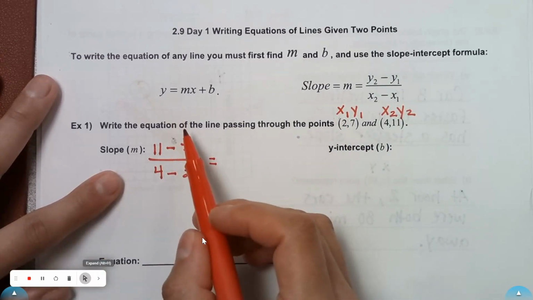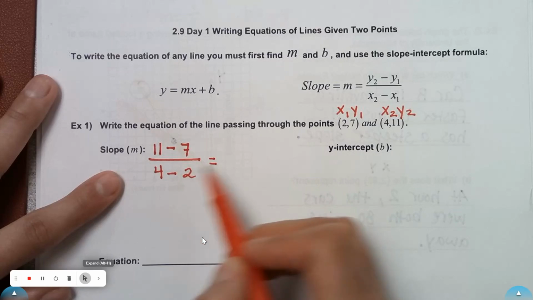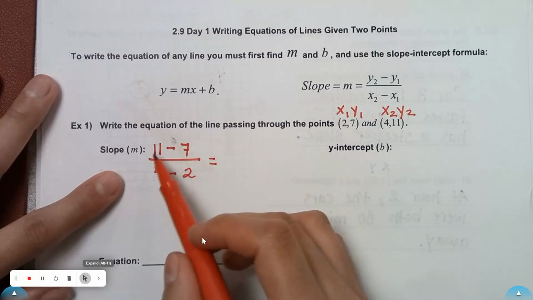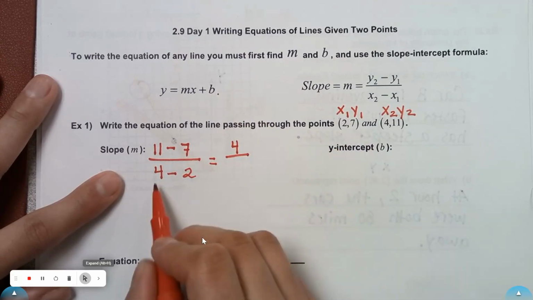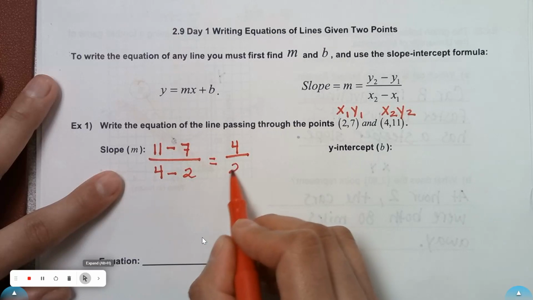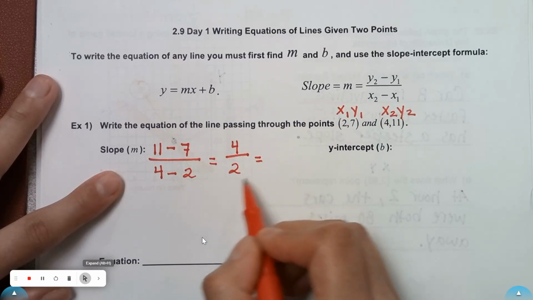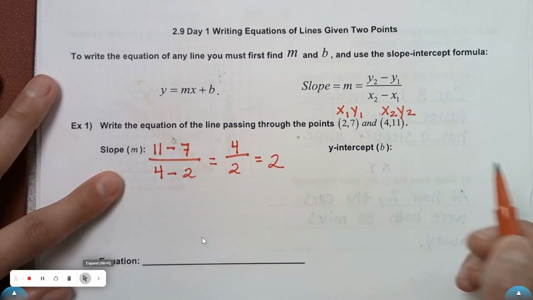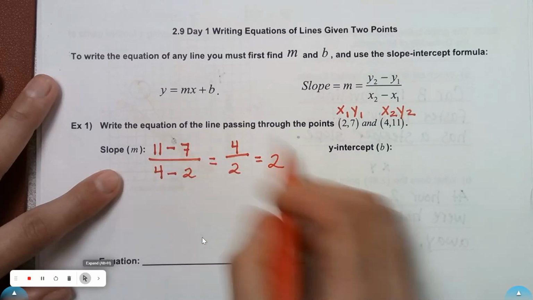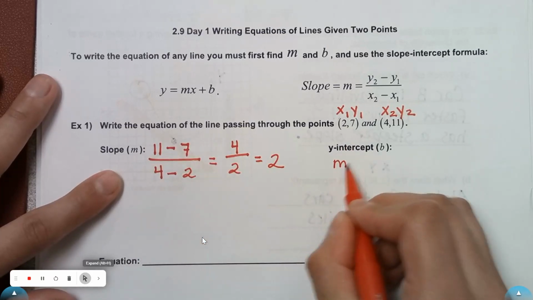Then I subtract the top and I write my answer. I subtract the bottom and I write my answer. So 11 minus 7 is 4. 4 minus 2 is 2. Then I want to simplify this, and 4 divided by 2 is 2. So my slope, my m, I did all of that work, my m is 2.